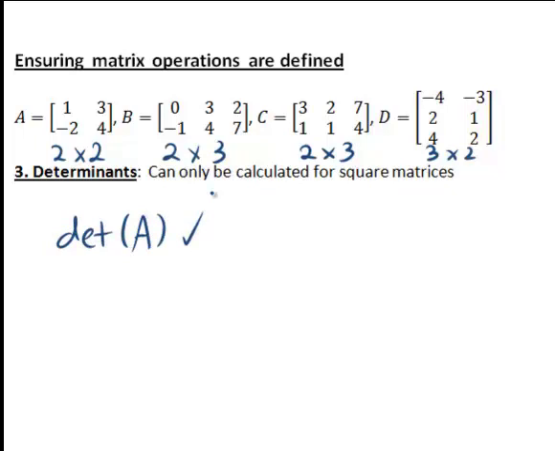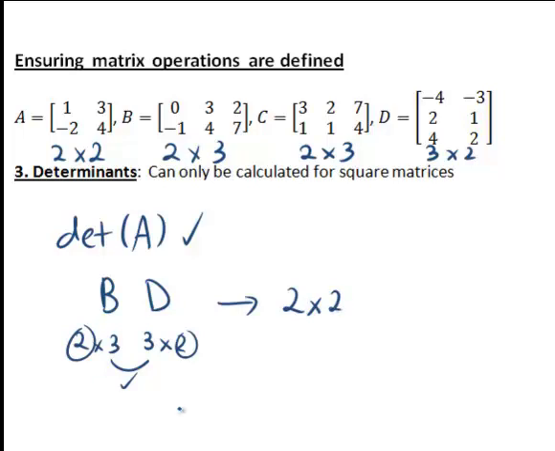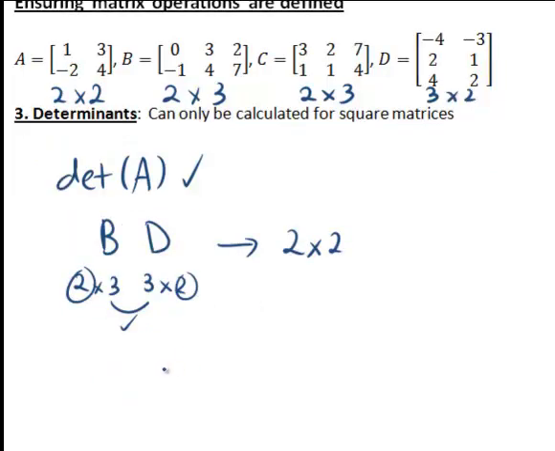However, if, for instance, we were doing a product of two of these matrices, where that product resulted in a square matrix, we could then get the determinant of that resulting product of matrices. So, for example, B times D, that's a 2 by 3 matrix multiplied by a 3 by 2 matrix. That's defined, as we saw before, and results in a matrix that is square, in particular, a matrix that is 2 by 2. So, therefore, we could calculate the determinant of BD.